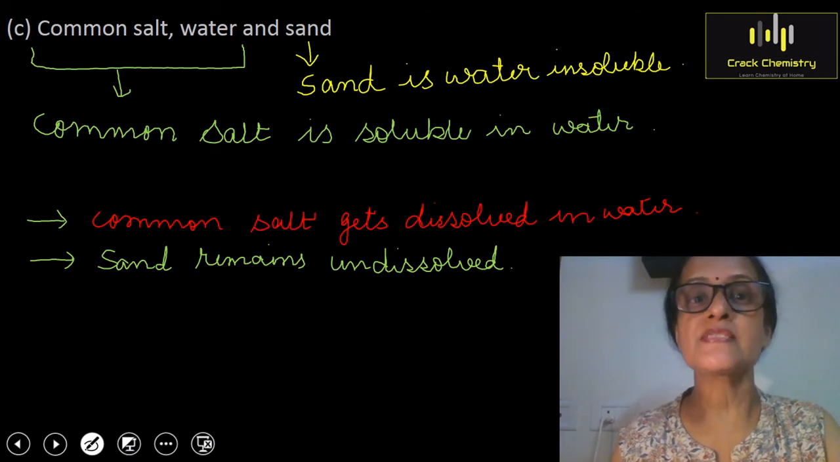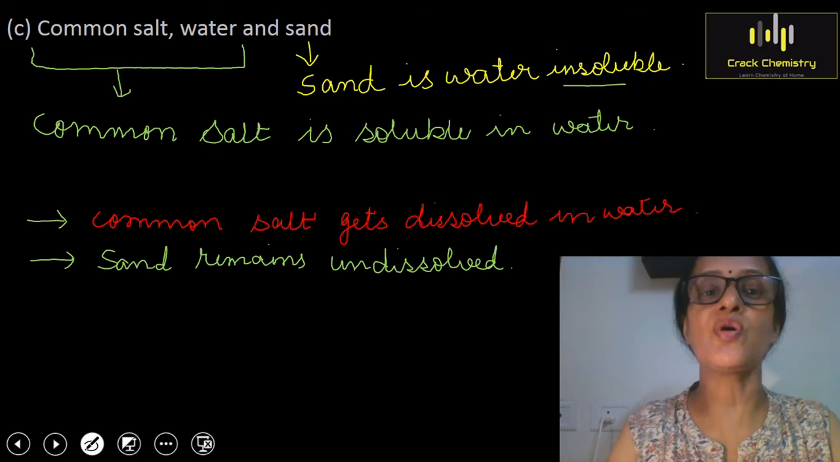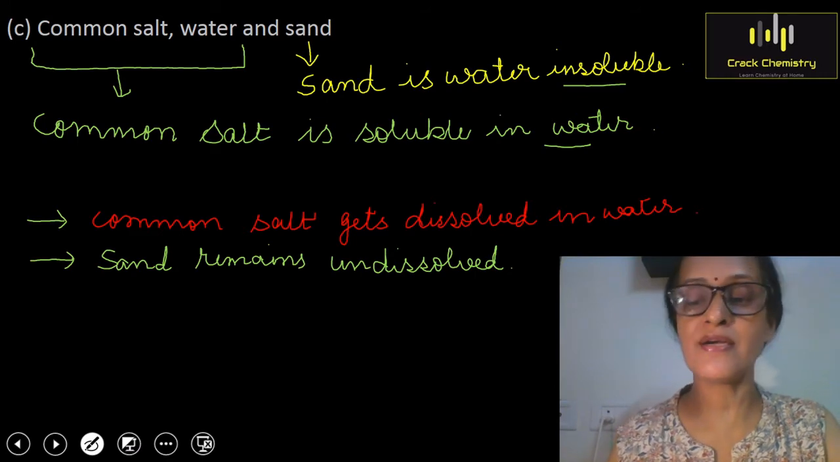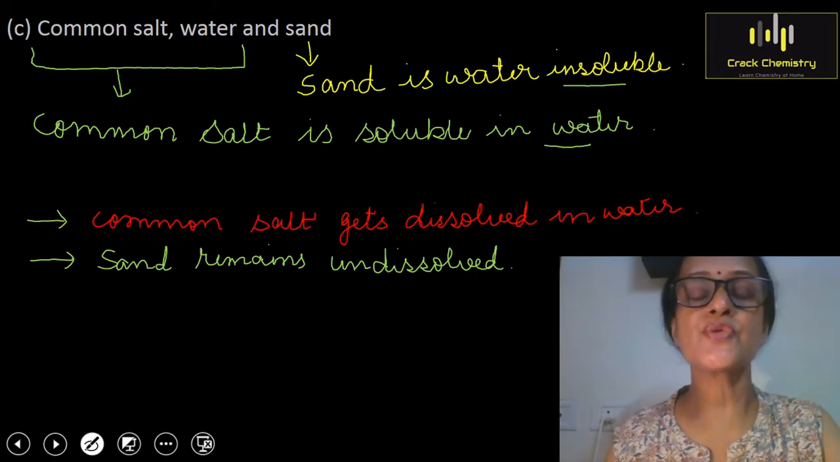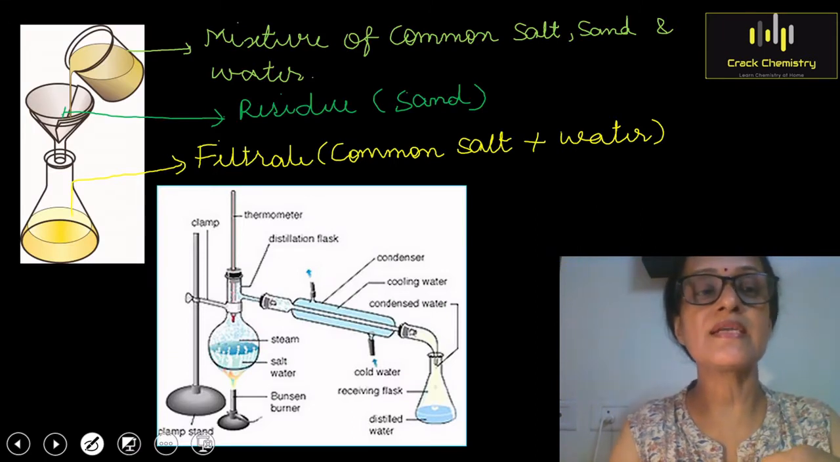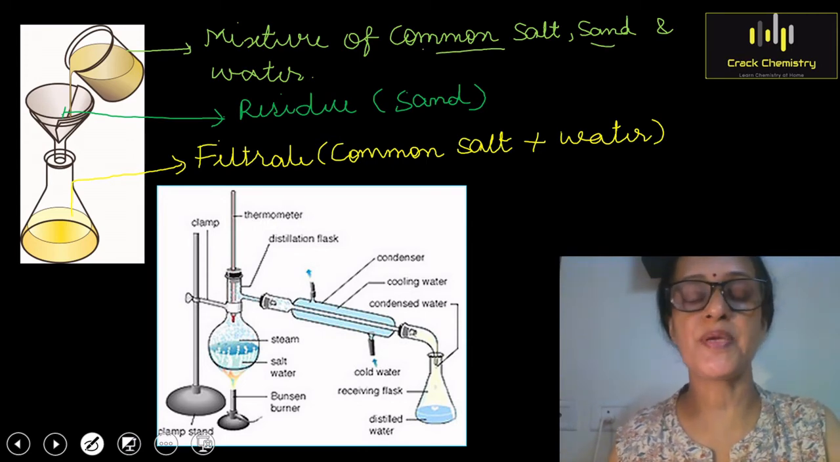So whatever points I discussed with you are written here. Sand is water insoluble, common salt is soluble in water. So common salt will get dissolved in water and the sand remains undissolved. This can be understood with the help of the following figure. In this diagram you can see that the beaker contains a mixture of common salt, sand and water. This mixture is poured on a filter paper.